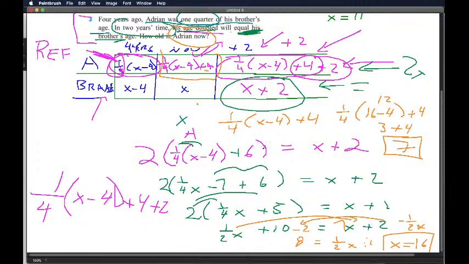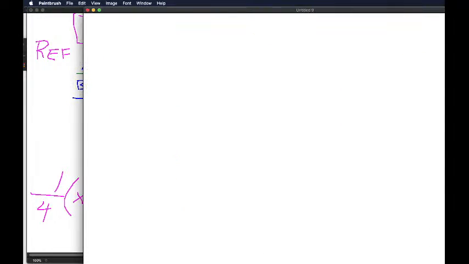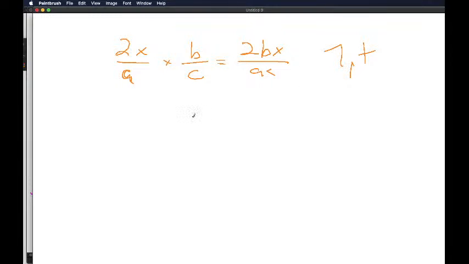Here, look, watch this. It's out of 100 points. I'll give you an example of how it is. I don't know yet, Charlotte. I have to check my mark scheme. If I have 2x over a, times b over c, and this is worth 1 point, tell me how long is that going to take you? Two bx over ac. That takes literally 2 seconds.